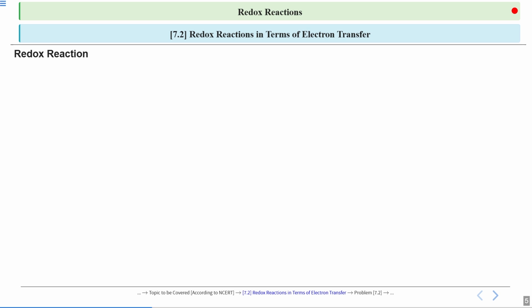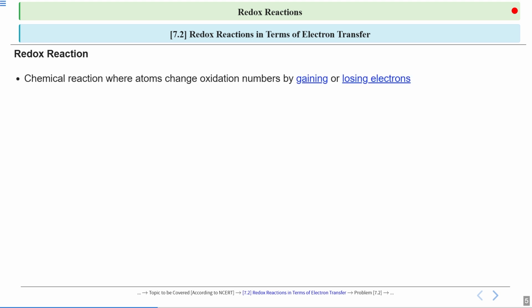What is a redox reaction? How can we understand it in terms of electron transfer? If you consider the redox reaction, redox reactions are those chemical reactions where the atoms change oxidation numbers by gaining or losing electrons. What does this mean? This means that in a chemical reaction, oxidation and reduction both are taking place simultaneously.